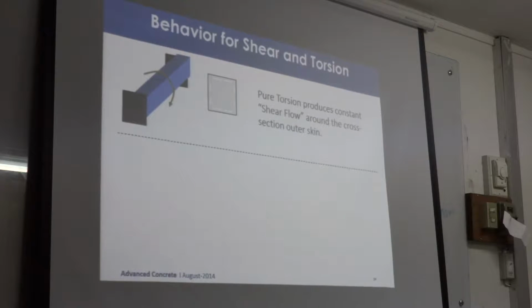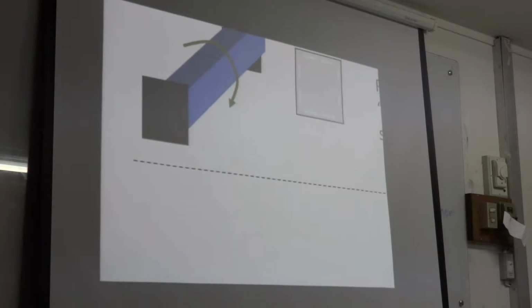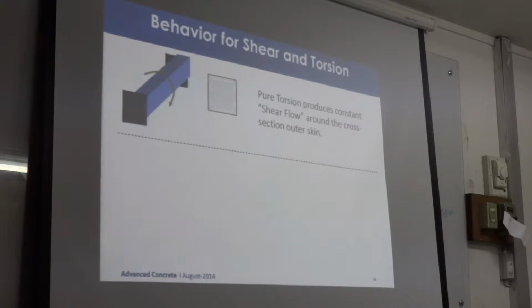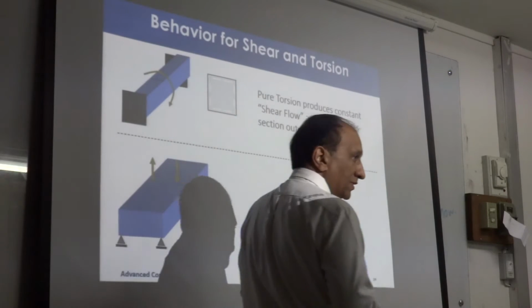This was the last slide. I think we stopped here. Am I right? Or not? I think we stopped here, if I remember correctly.